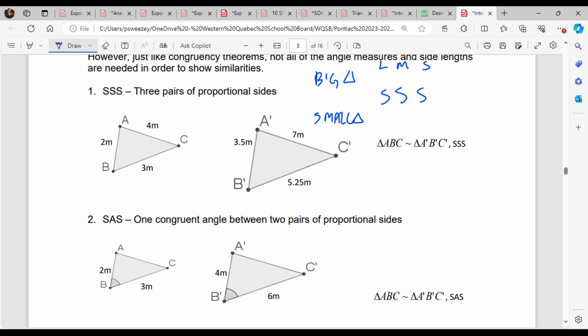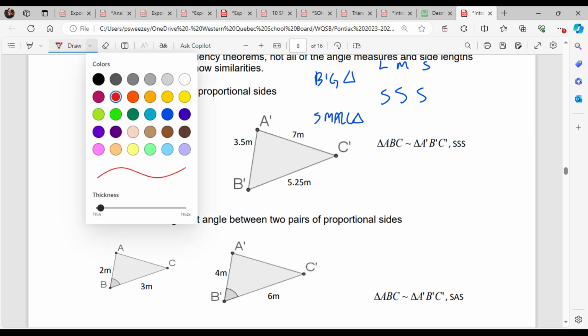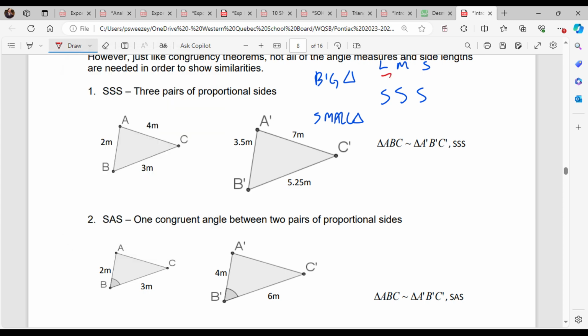What do I mean by that? Let's just start with the first triangle. It's almost easier to do it this way. What's the largest side on this big one? 7. What's the medium? 5.25. What's the smallest one? 3.5. Go over here. Largest, 4. Medium, 3. Smallest, 2. All right.